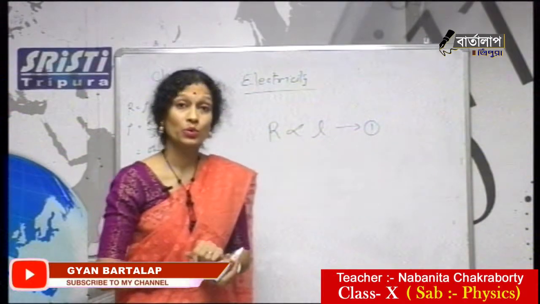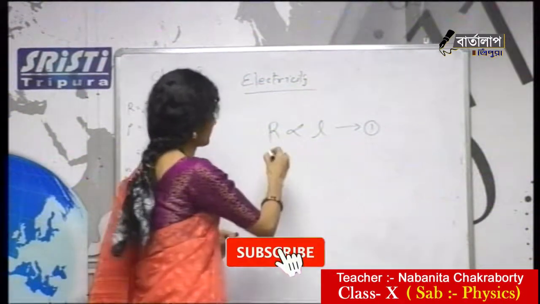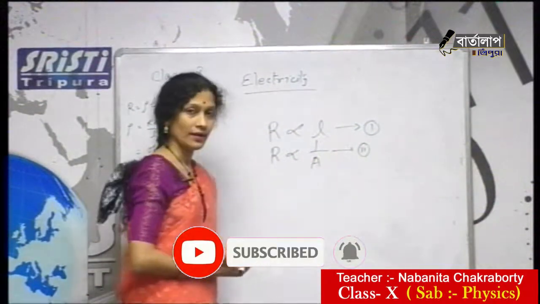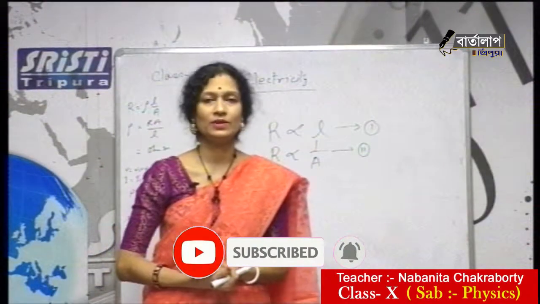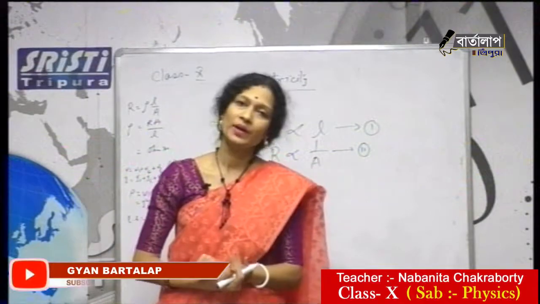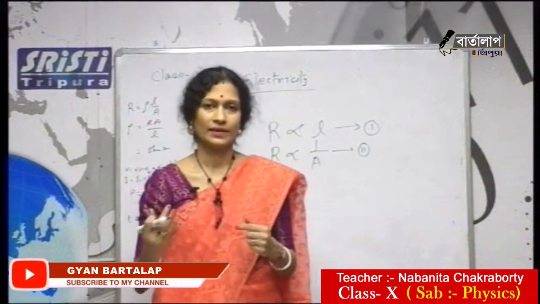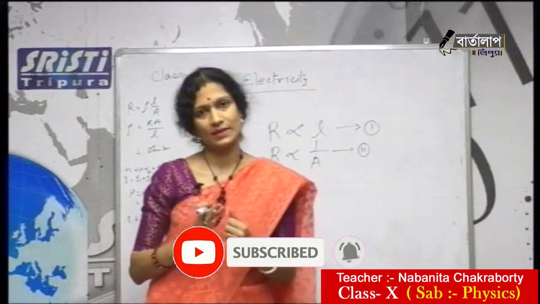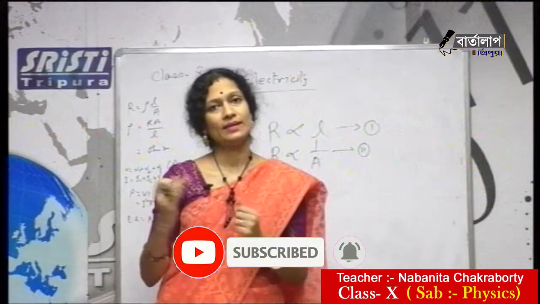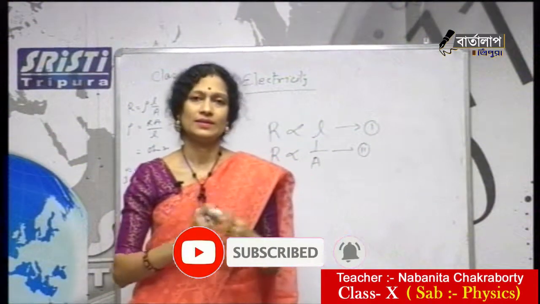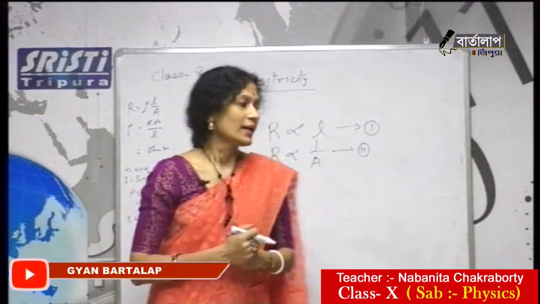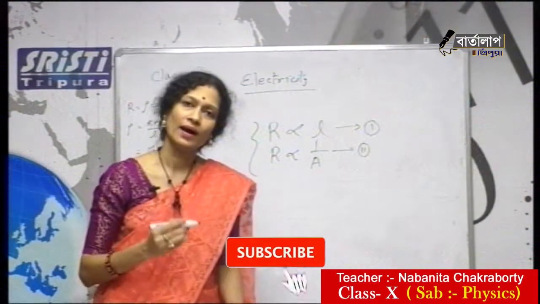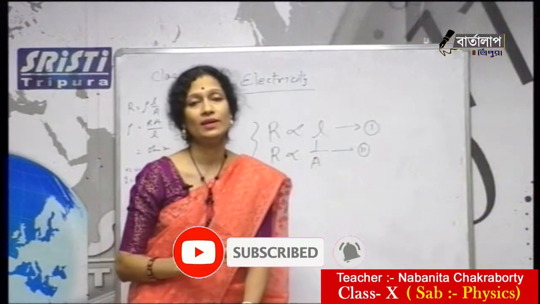And in case of cross-sectional area, what can we write? R is inversely proportional to the area. That means whenever the area increases, the resistance decreases, and whenever the area decreases, the resistance increases. In that way they are related: R is proportional to L and R is inversely proportional to the cross-sectional area.